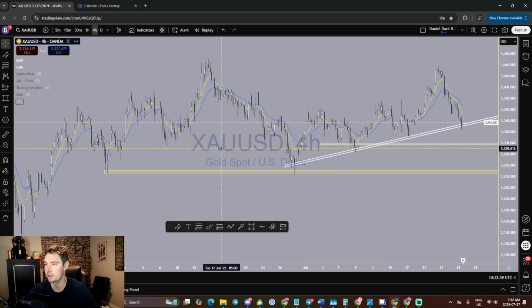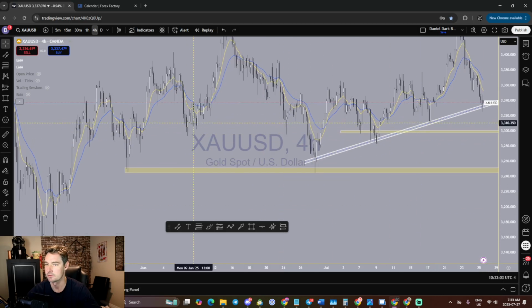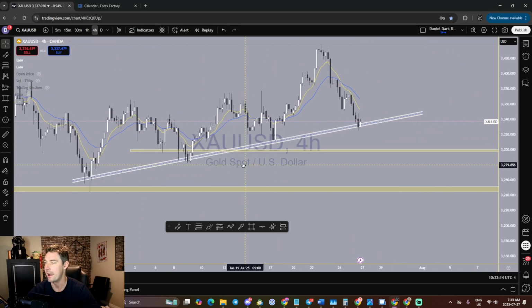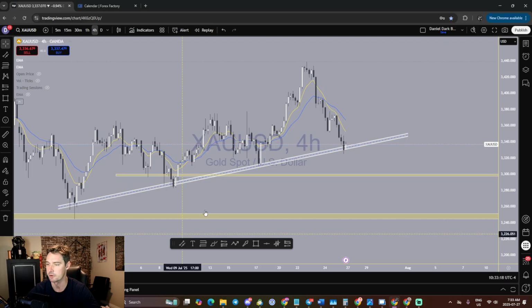And as you can see, 3,300 has had a reaction here previously, right? So it is relevant. I mean, it's not perfect. Like here, we broke right through it, but these two levels, we had a decent sized bounce off of 33 levels. So there are buyers kind of waiting at those psychological levels very often. So just be aware of that.